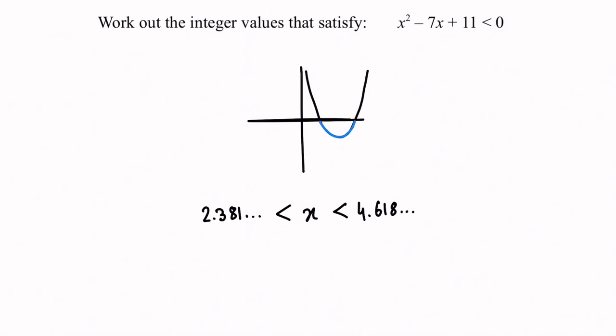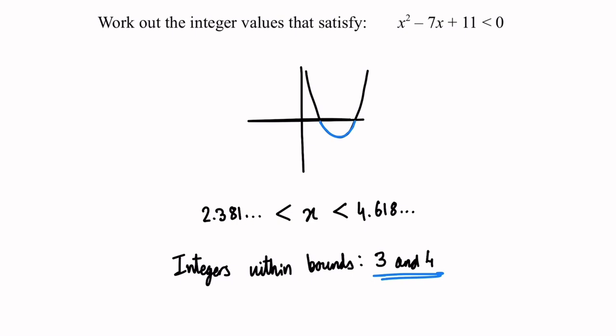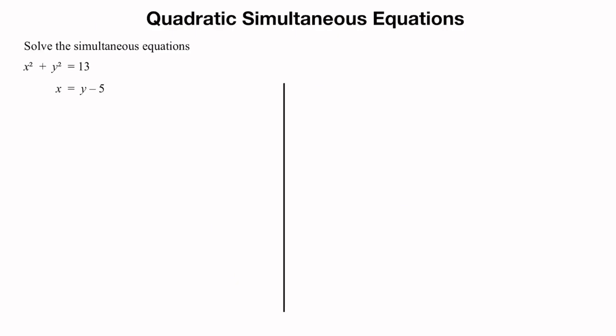Now, because we're looking for the integer values, we know that the integers within these bounds are 3 and 4, as 2 is out of bounds and 5 is out of bounds. The only whole numbers between these two values are 3 and 4.